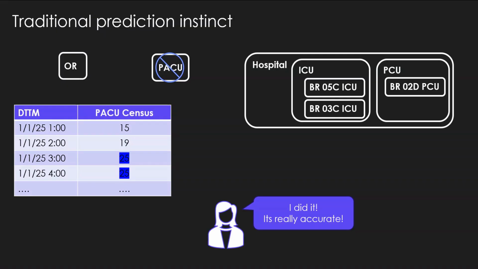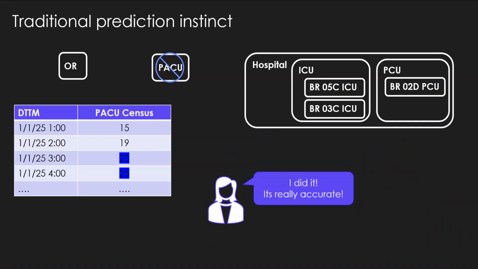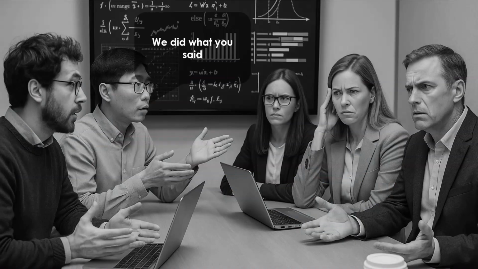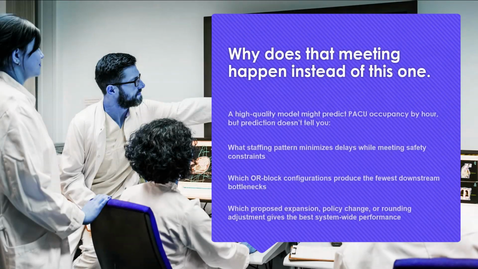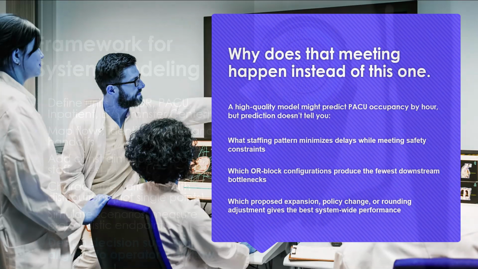So we're avoiding this situation where we get all excited about the math of being able to predict a single outcome, even if it is accurate, because we don't want to find ourselves in meetings like this, where everybody is frustrated and confused why such smart people came together and didn't get to a good result. Because instead we want a meeting like this where we can move on to the next high quality questions, right? What staffing patterns might minimize this? Which OR blocks can we put in place? Which proposed expansions are going to work? Moving on to questions like that.